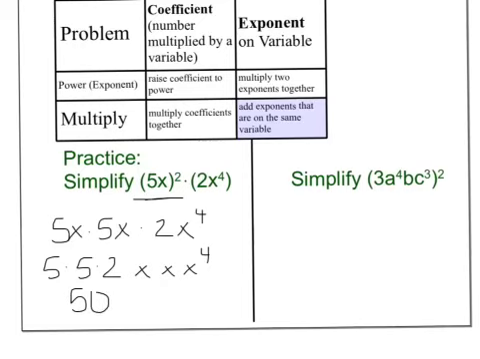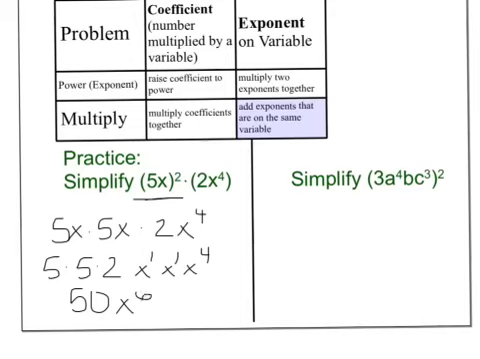And then you look at the number of x's. Always remember, an x with no exponent is just x to the first power. So now I'm going to count up the number of x's I have. I have 1, 2, and then 4 makes 6. So my final answer is going to be 50 x to the 6th power.